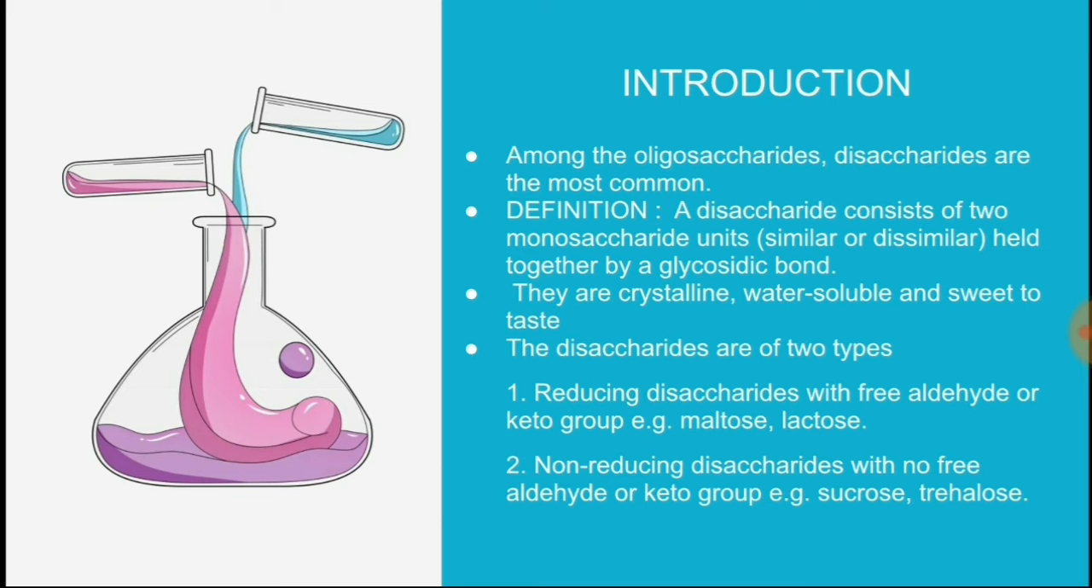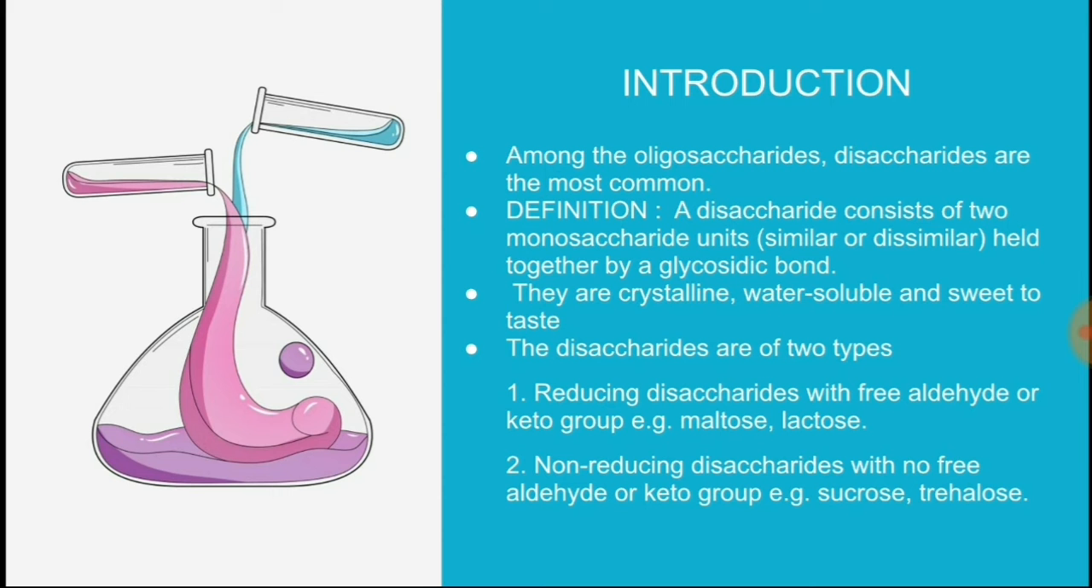Now coming to the classification, disaccharides are of two types. One is reducing and the other one is non-reducing. Now what is reducing? A reducing disaccharide is the one which gives free aldehyde or keto groups, but non-reducing disaccharides do not give any free aldehyde or keto groups. Examples of reducing disaccharides are maltose and lactose, and examples of non-reducing disaccharides are sucrose and trehalose.